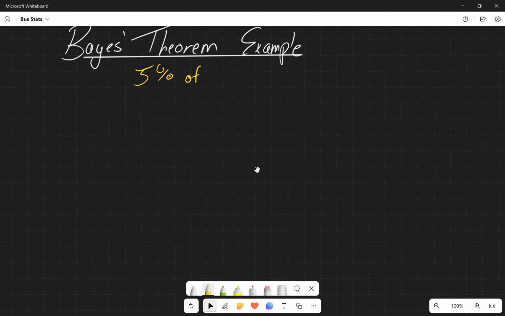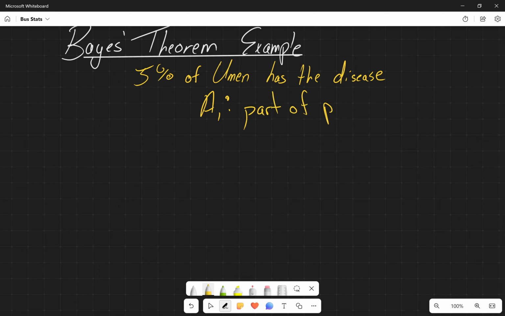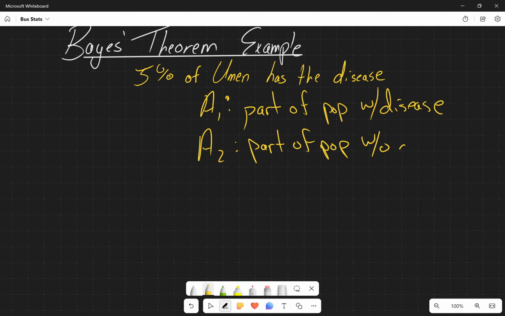So 5% of this population of human has the disease. And we know that A1 is going to be the part of the population that has the disease. And then A2 is the part of the population without the disease.